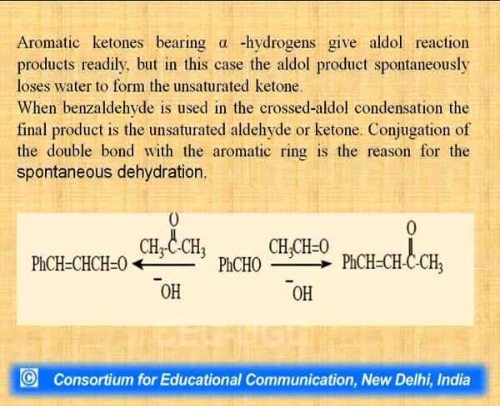So here the problem is to obtain the aldol product, but in spite of aldol we are getting the alkene, the unsaturated ketone. When benzaldehyde is used in the cross aldol condensation, the final product is the unsaturated aldehyde or ketone. Conjugation of the double bond with the aromatic ring is the reason for spontaneous dehydration.